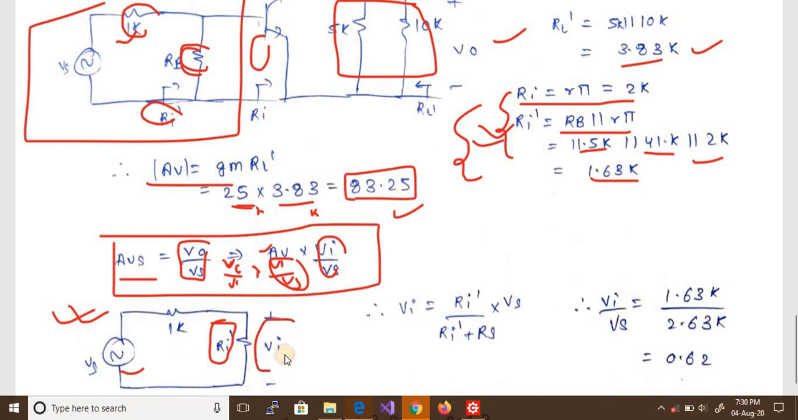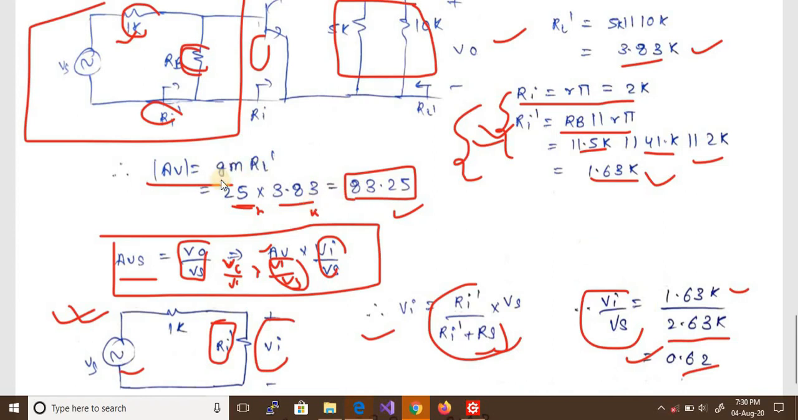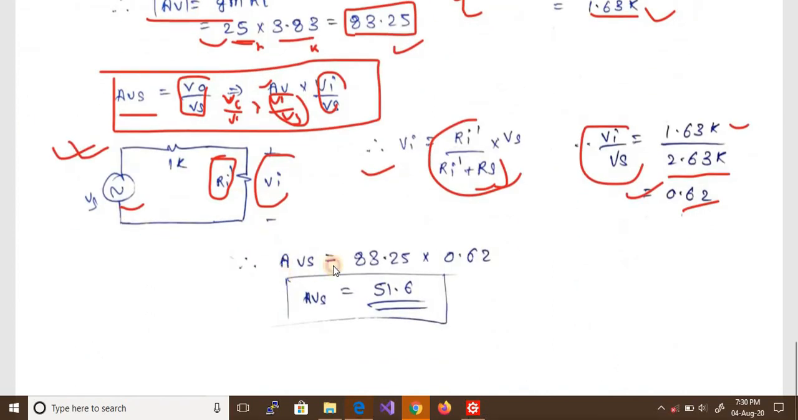VI is the voltage across this Ri. If you use the voltage divider formula, it will be Ri dash upon Ri dash plus Rs, right? Putting in the values, VI by VS is equal to Ri dash, which is 1.63K, upon 1.63K plus 1K, so 2.63K. If you simplify it, you will get 0.62. So you got VI by VS, and you also know AV. So your AVS will be 83.25 into 0.62, and if you simplify it, you will get 51.6 as your resultant voltage gain.